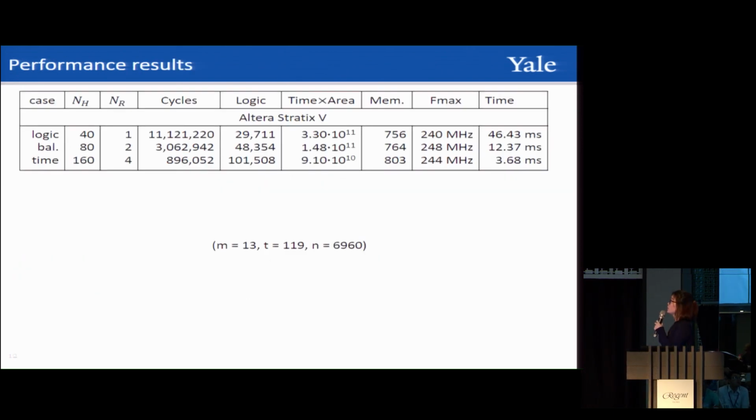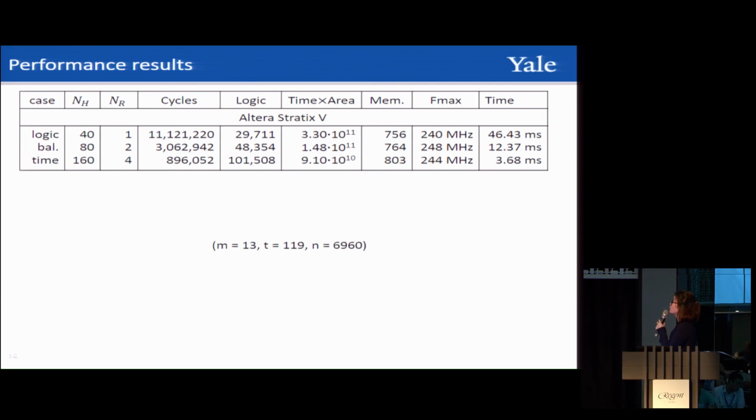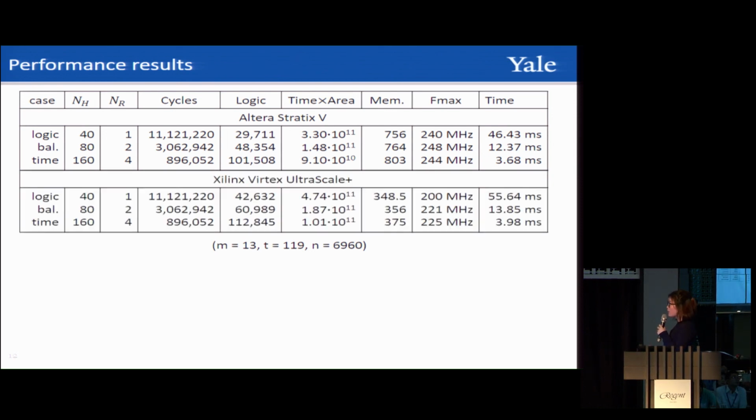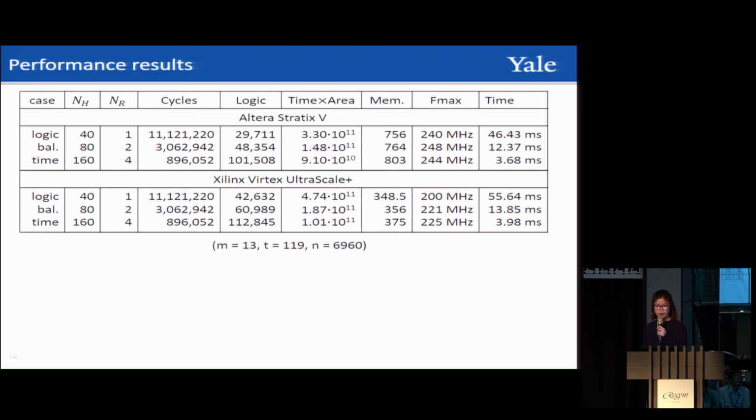So this table shows some of the performance results for our key generator. So you can either target minimizing your logic or targeting high performance. You can simply pick your design parameters freely. And since our design is not FPGA specific, we also provided some performance data for the Xilinx platform.